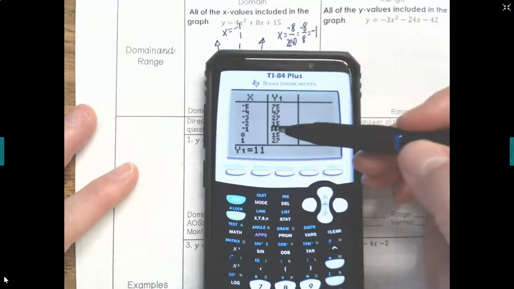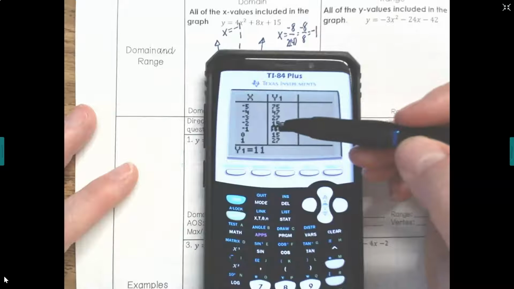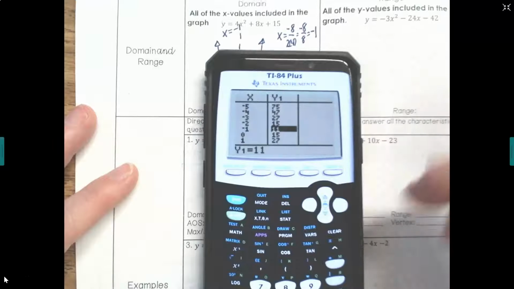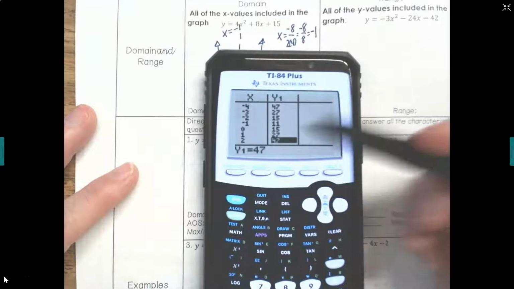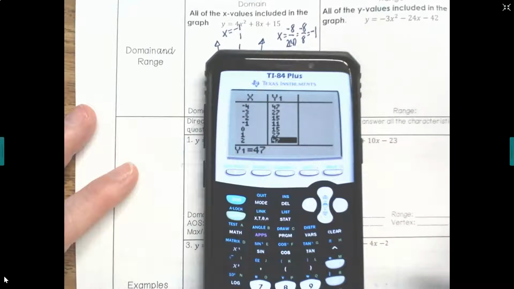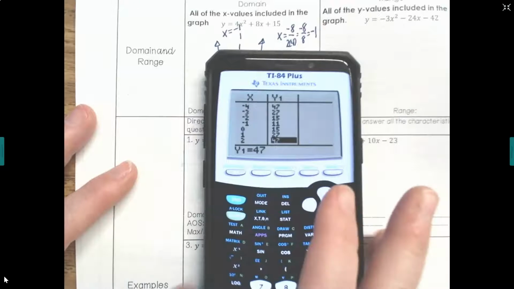This is because this vertex is the symmetrical spot and the graph comes down and then turns around and changes direction, and so it's symmetrical on both sides. Look, 27, 27, this is 47. When I scroll down, that one's 47. Okay, so from the vertex, it's symmetrical out on your y values there.